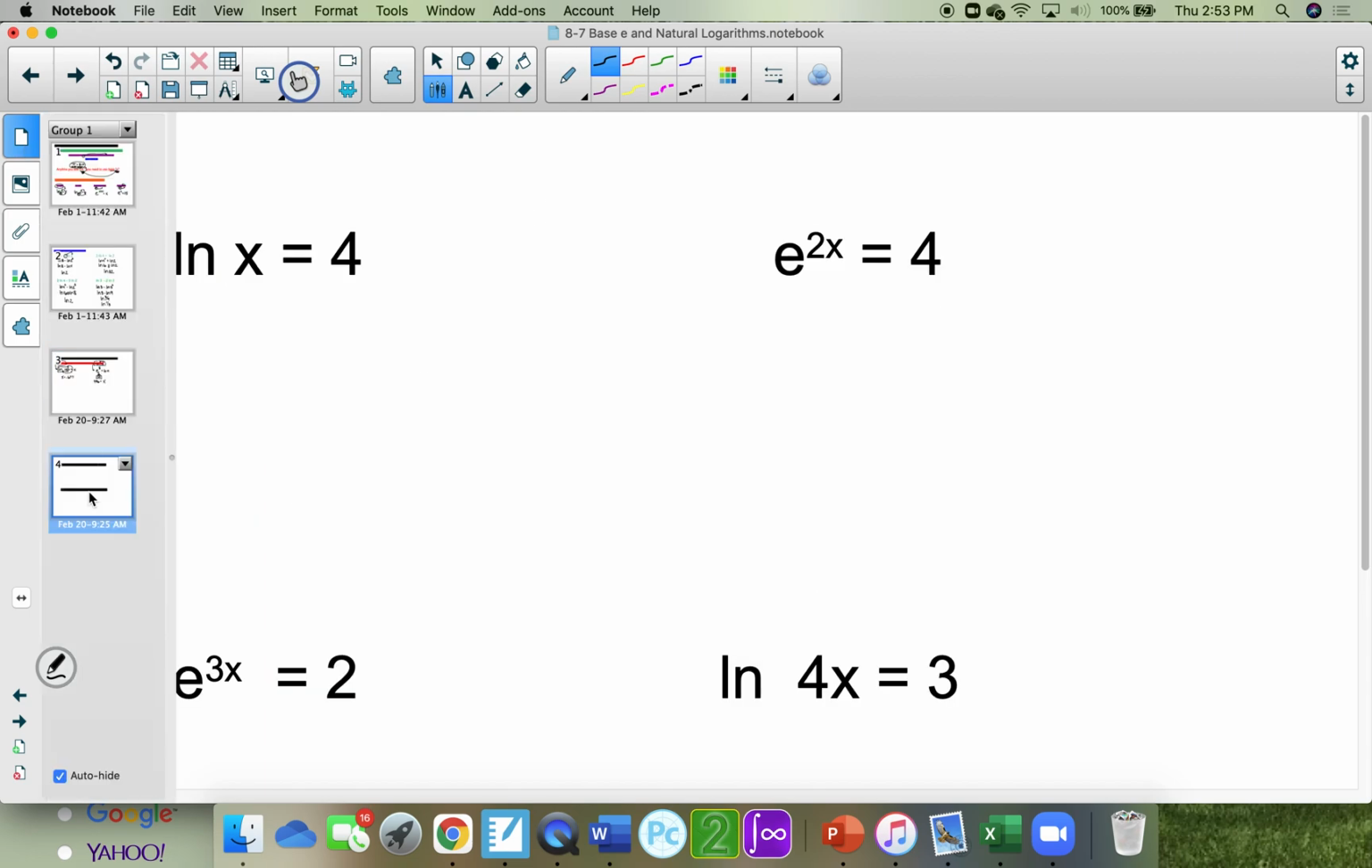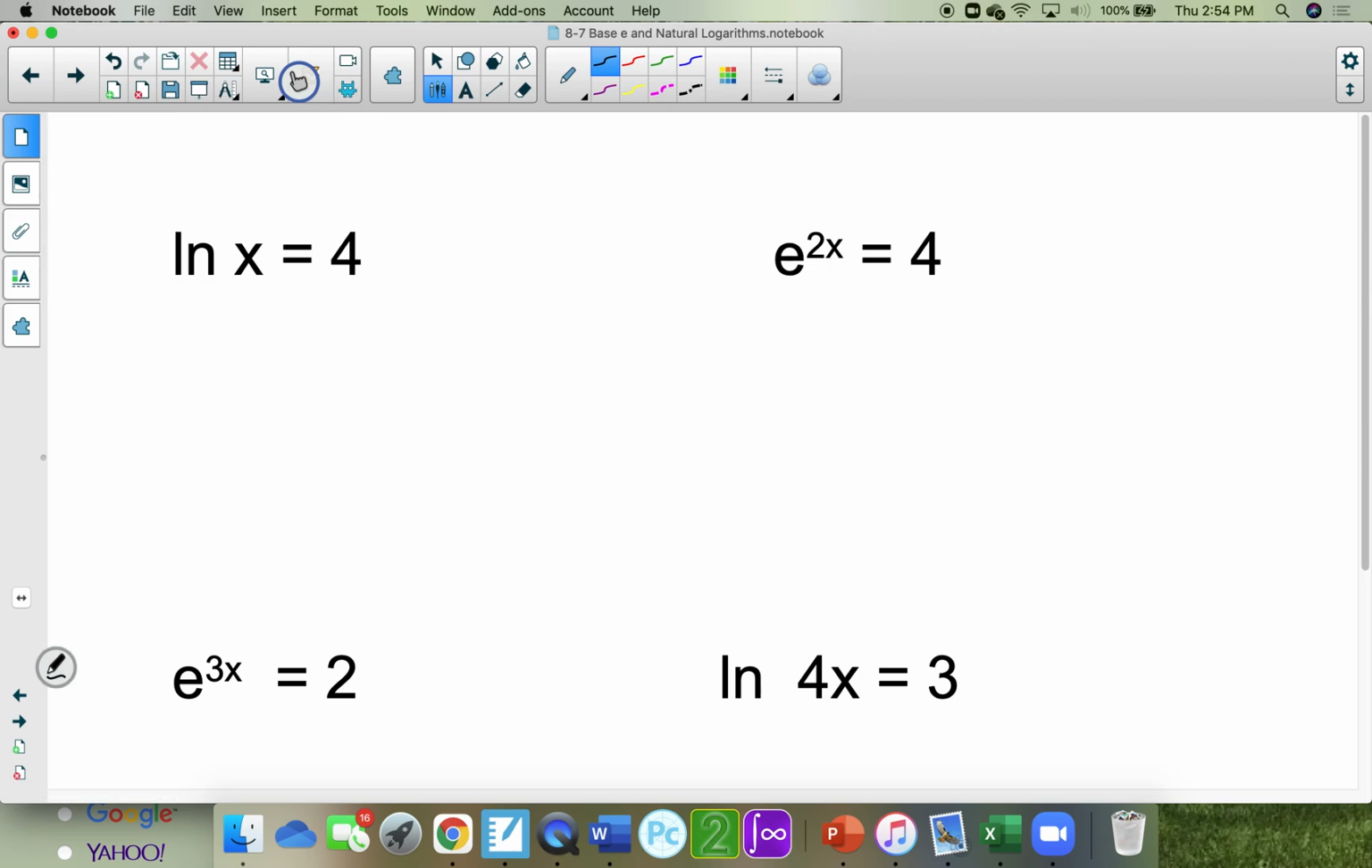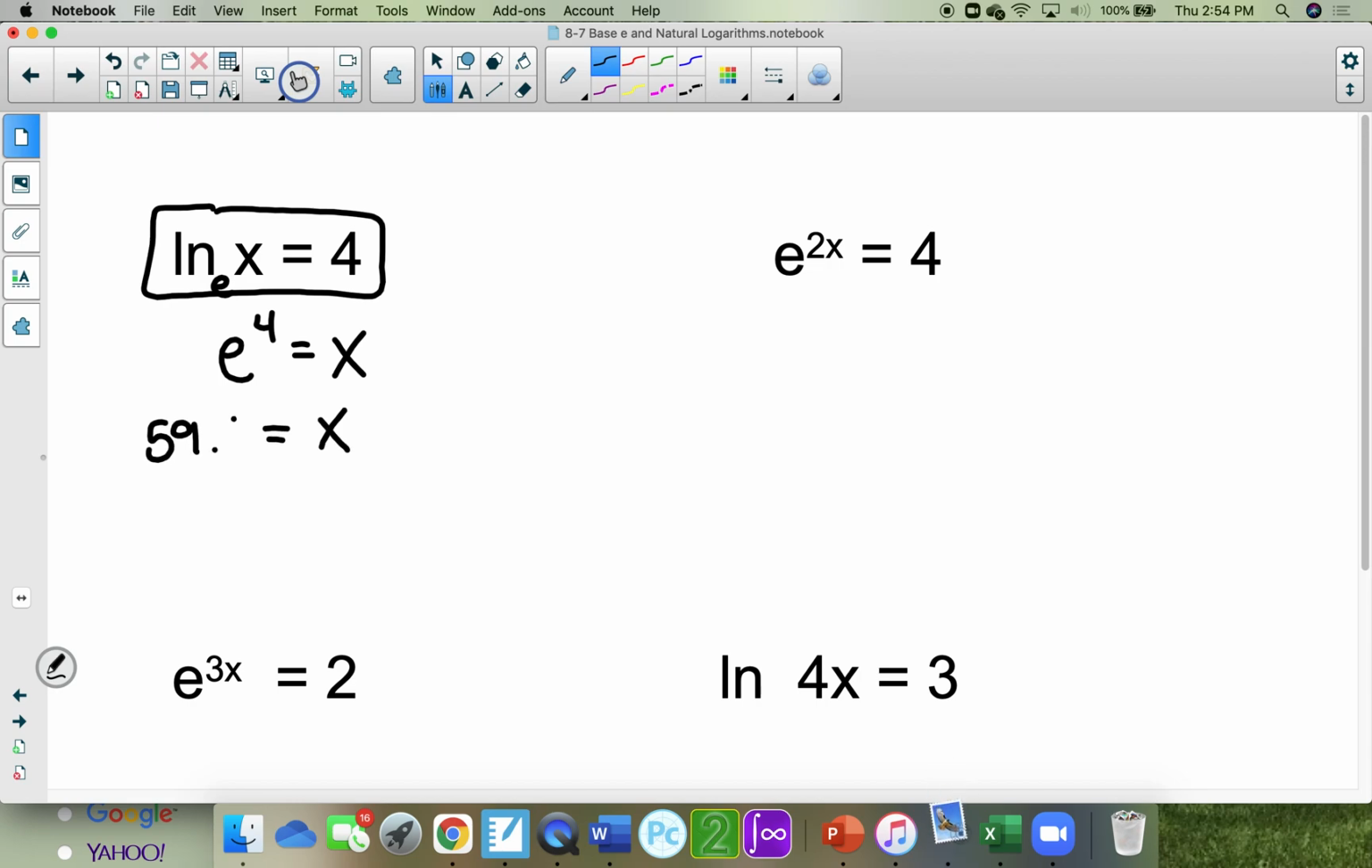Two more, I think. Oh, we have 3 more. It's in natural log form. I'm going to put it into exponential. So e to the 4th equals x. So find that button on your calculator, the second e button to the 4th. And x is going to equal 59.6. It's in e form, so I'm going to put it back into natural log form.